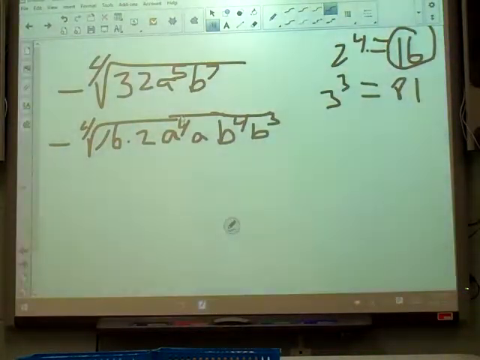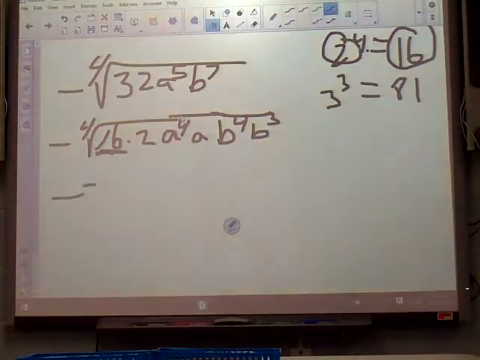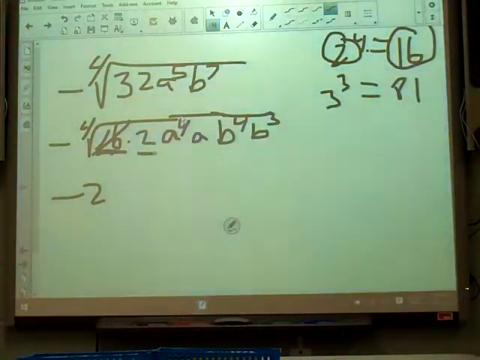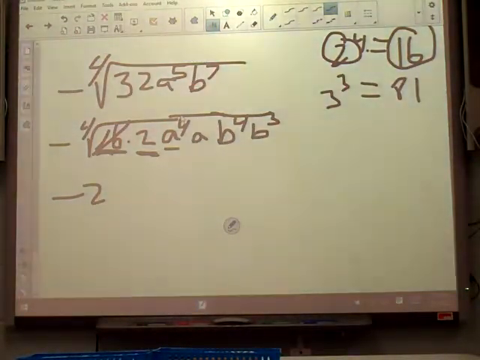All right, so we got the negative already out there. What's the 4th root of 16? We wrote it over here. 2. Done with that. Can I do a 4th root of that 2? No, it's going to have to stay under the house. Hold on to it. What's the 4th root of a to the 4th? No. What's the 4th root of a to the 4th?